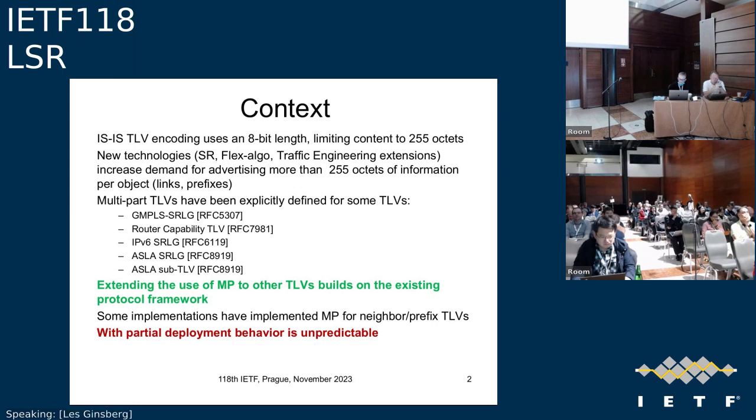The fundamental issue is there's a limitation because of the 8-bit length of advertising 255 octets under a code point. A number of new technologies have increased the demand for advertising more than 255 octets of information about various objects, particularly links and prefixes. There are existing RFCs for some code points that have explicitly indicated that the way to address this issue is to send multiple TLVs when necessary.